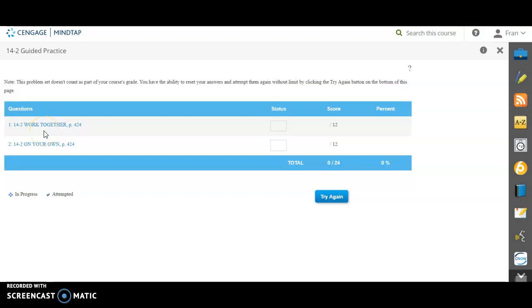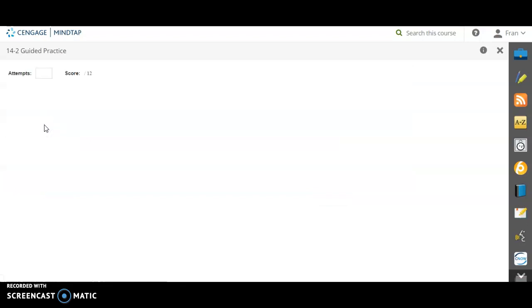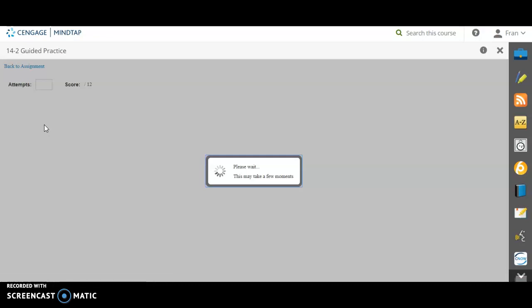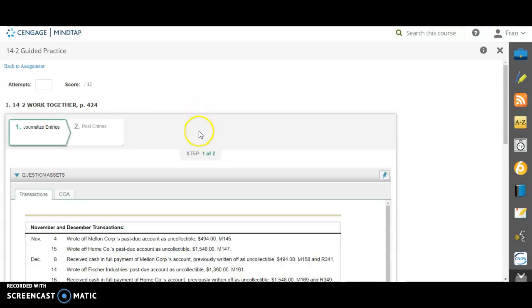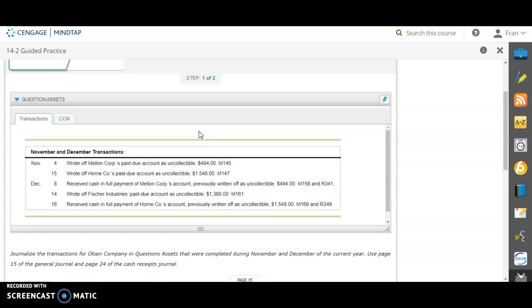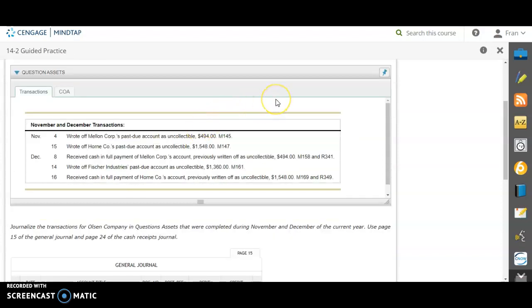Okay, now we're getting ready to go on to 14-2, where we're going to have to journalize and post some entries. All right, so the first one is on November 4th. Wrote off Mellon Corporation's past due accounts as uncollectible. So this is a particular company.